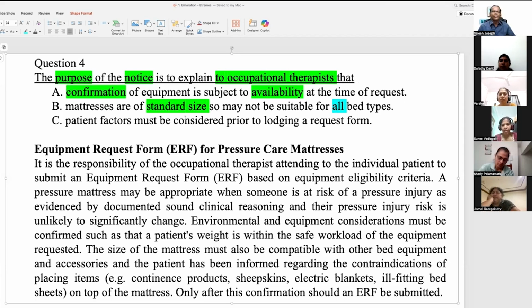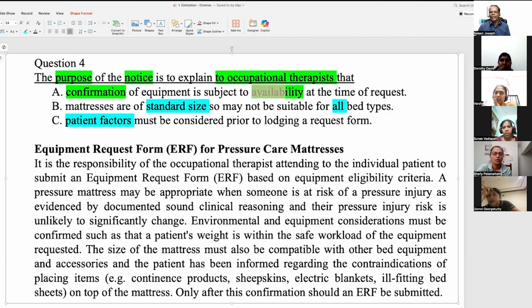Okay, let's check. Third is option C. Patient factors must be considered prior to lodging a request. Patient factors. That is important, right? Here, standard size. You see the difference you have to identify. This one is patient factors. Here, standard size, this is the bed. This is speaking about a patient. The other one is speaking about what?